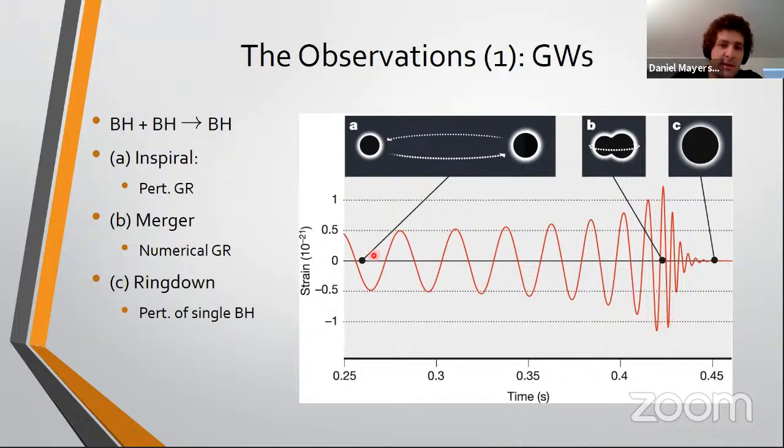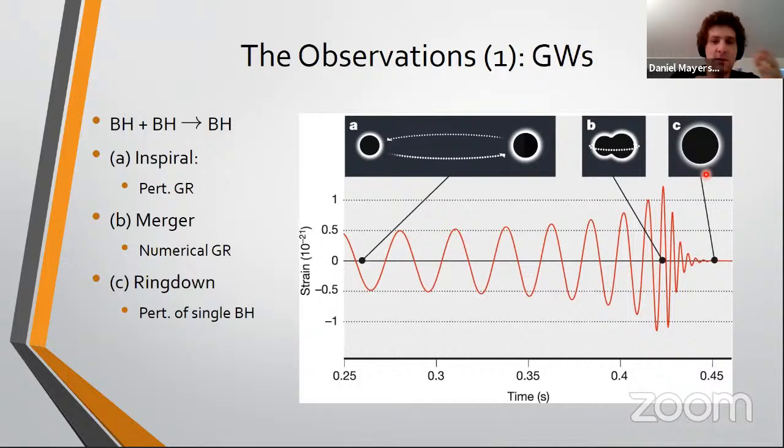As opposed to the in-spiral phase, which is accessible to perturbative GR techniques, if you want a handle on the real physics in the merger phase, this is in the strong field regime. You really need to use numerical GR to describe this correctly. And then finally, once you've coalesced into one object, this final object is going to quickly relax into its final stationary state. This relaxing is called the ring down phase, and it can be described very accurately by taking a single black hole and describing perturbations on top of it, because you've formed the final black hole.